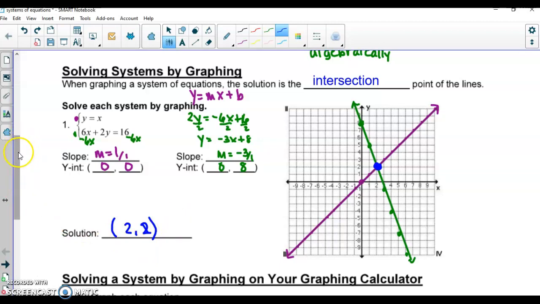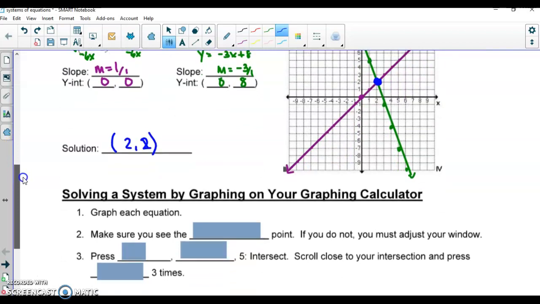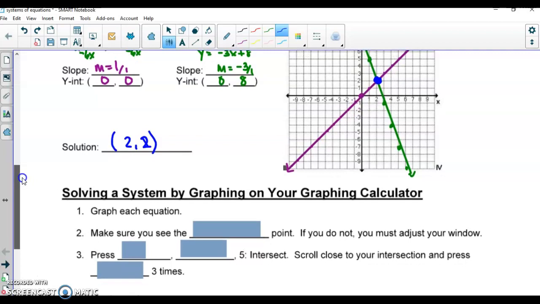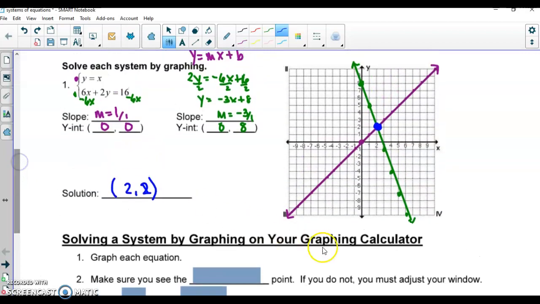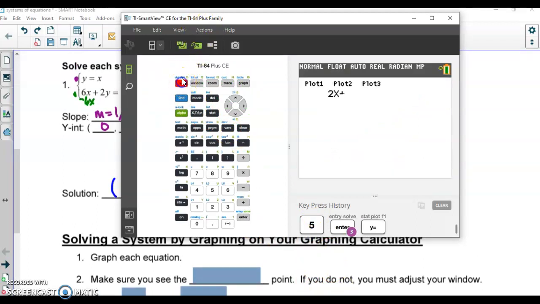Now we all have graphing calculators. How could I use my graphing calculator to solve that system? First we're going to graph each equation on my graphing calculator. So grab your graphing calculator and we're going to graph them. If you have equations in there, clear them out.